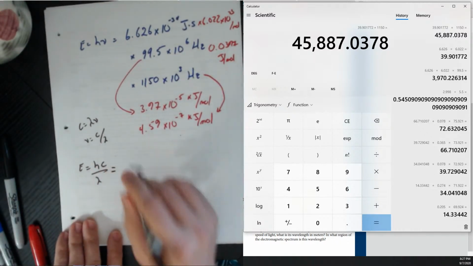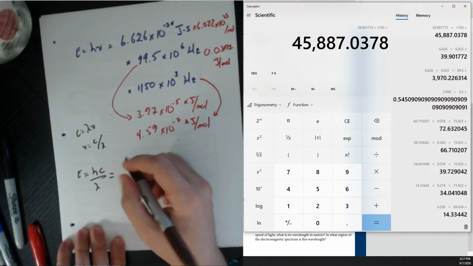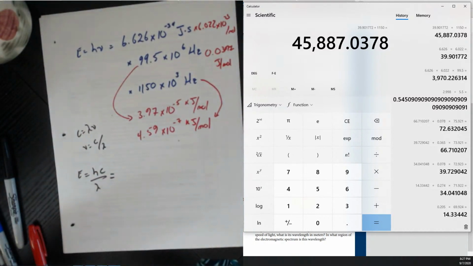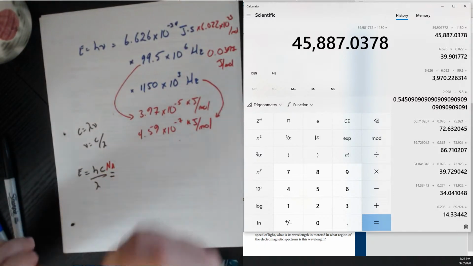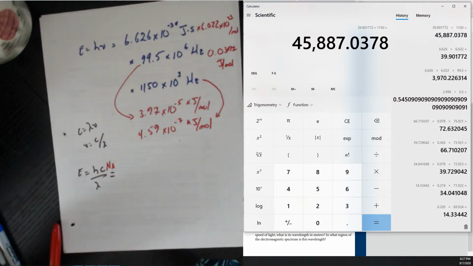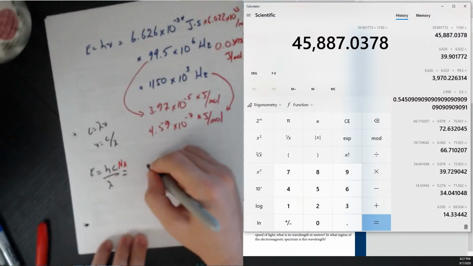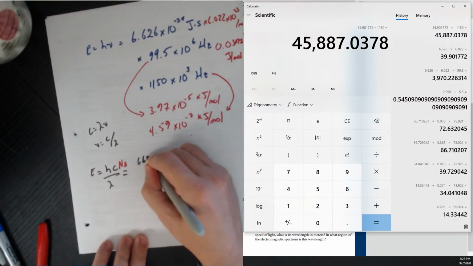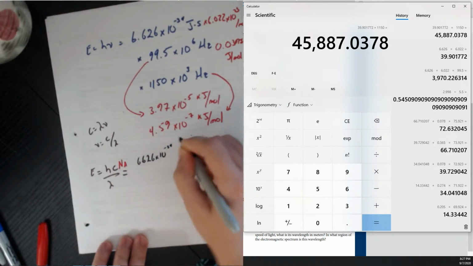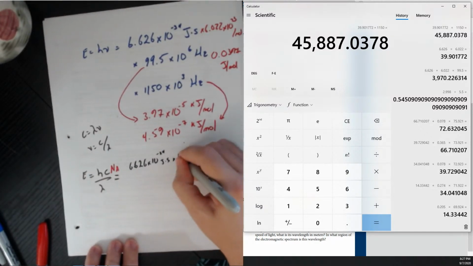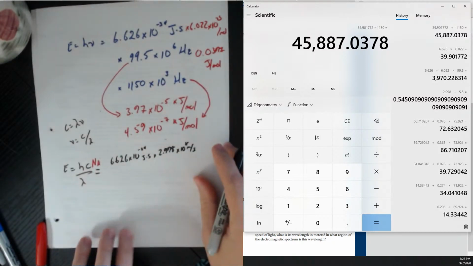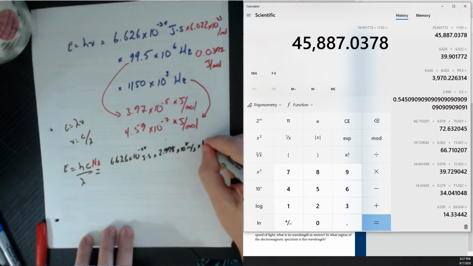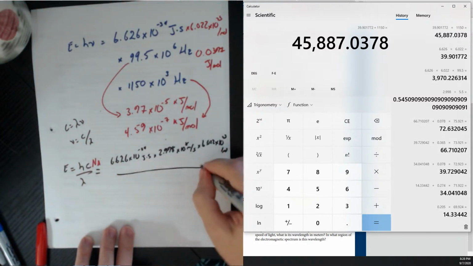Okay, so and then we multiply once again by Avogadro's number to get it into kilojoules per mole. So it is going to be 6.626 times 10 to the negative 34th joule seconds times 2.998 times 10 to the 8th meters per second. I'm writing fairly small because I have a lot of big numbers. Times 6.022 times 10 to the 23rd per mole, ran out of room, then divided by the wavelength.